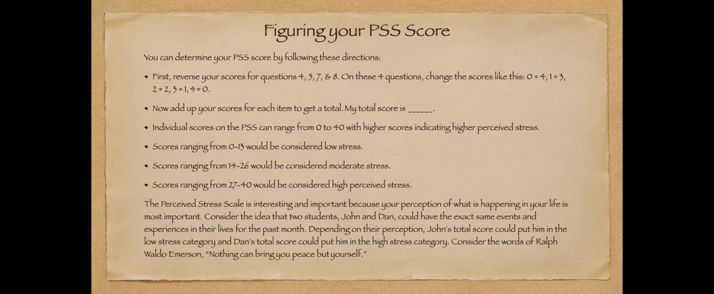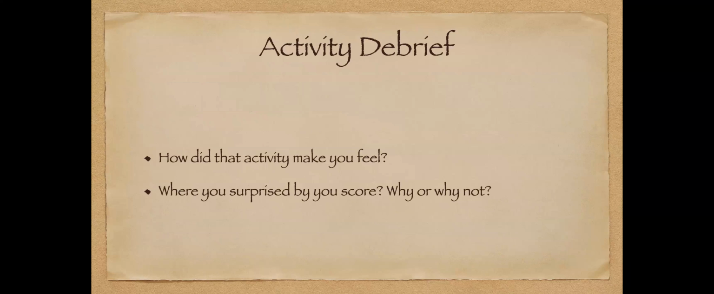high perceived stress. Now, this scale is interesting and important because your perception of what is happening in your life is the most important thing. Consider the idea that two students would have the exact same events and experiences in their lives for the last month, but depending on their perception, John's total score would put him in the low stress category, whereas Dan's score would put him in the high stress category. So nothing can bring you peace except yourself.